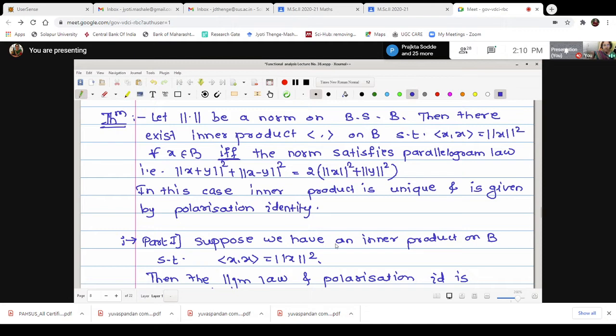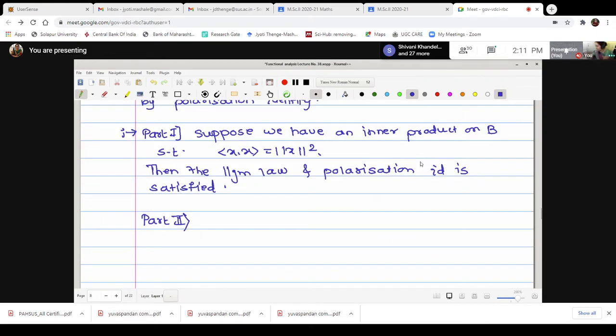Now it remains to prove the reverse part of the theorem. What to assume in the reverse part of the theorem? We should assume that the norm defined on the Banach space satisfies the parallelogram law, that is this statement, and we want to prove that the corresponding inner product is an inner product. That is, this polarization identity is an inner product defined on V. Okay. Therefore, let us start for today's lecture.